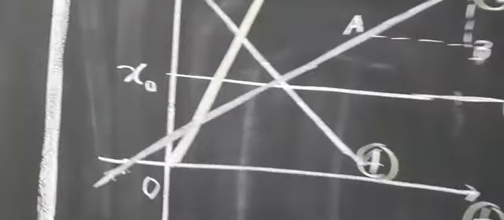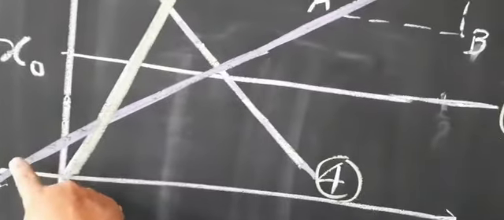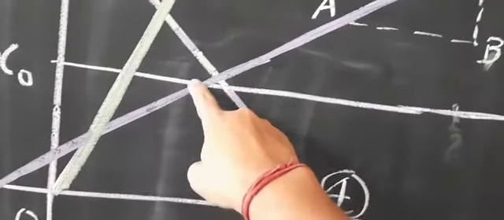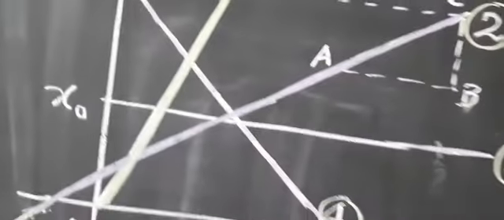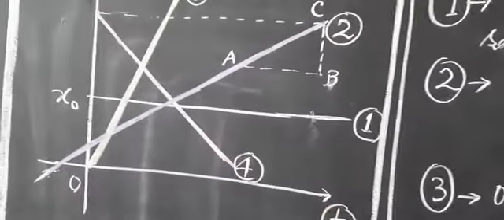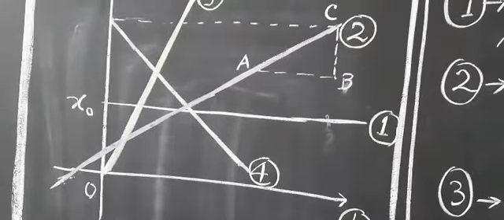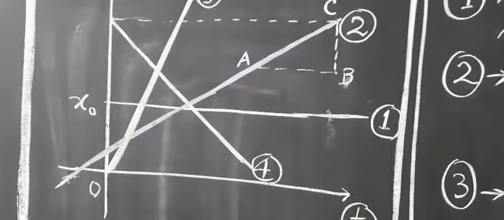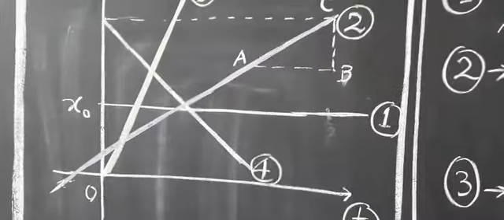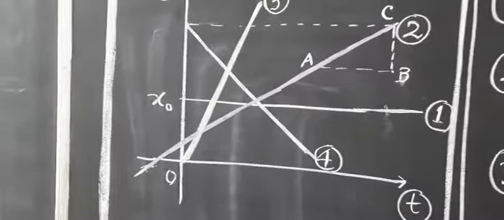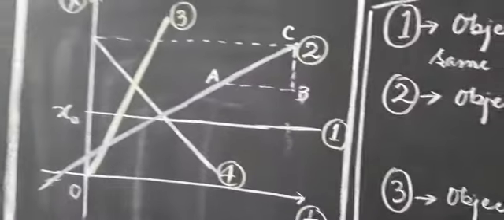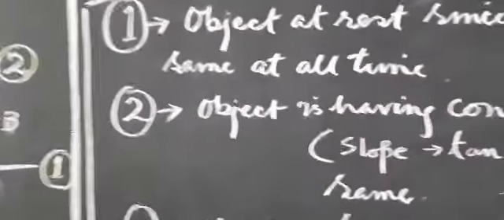Here graph number 2 is there. This is graph number 2. I am pointing to it with the finger. What are you going to conclude from the graph? You have to think about it. What should be the nature of the object? How is it moving? Definitely, the object is moving with a constant velocity or uniform motion. Now just see the comment, what you have to write.